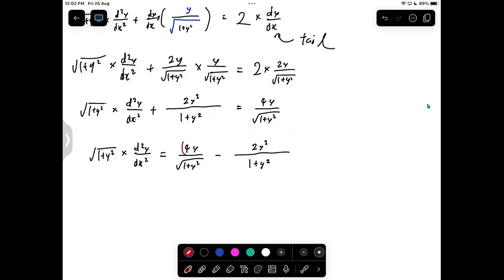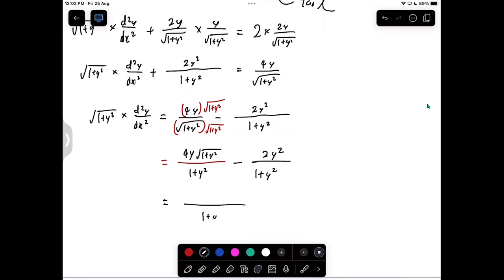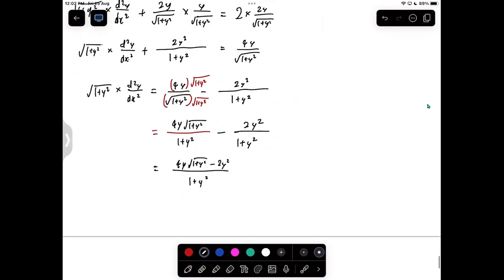Then you can multiply top and bottom here by root 1 plus y squared. And this becomes what? This becomes just 1 plus y squared. Then 4y times root 1 plus y squared. Oh, something is wrong. Minus 2y squared over 1 plus y squared. Then I can combine into a single 1 plus y squared: 4y root 1 plus y squared minus 2y squared. That's on the right hand side. Then finally, d2y dx squared, you have to divide by root 1 plus y squared. And something is wrong.